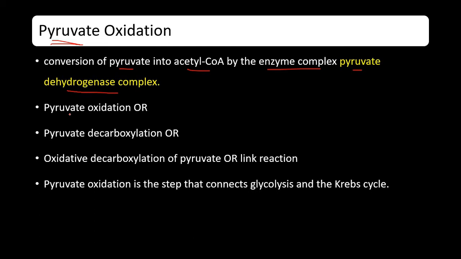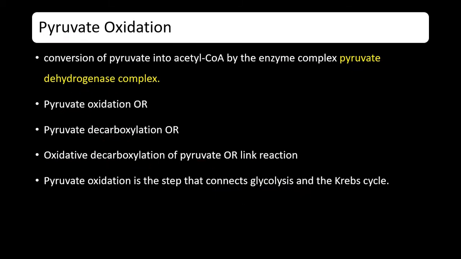The process is known as pyruvate oxidation, pyruvate decarboxylation, or oxidative decarboxylation of pyruvate molecule. It is a combination of oxidation and decarboxylation. The process is also known as link reaction because it connects or links glycolysis and Krebs cycle.